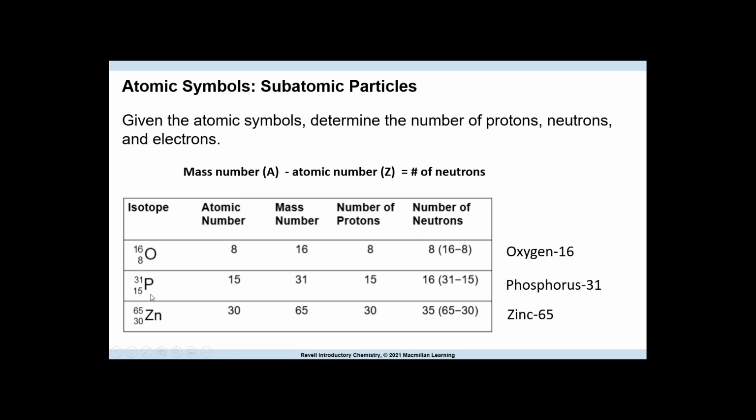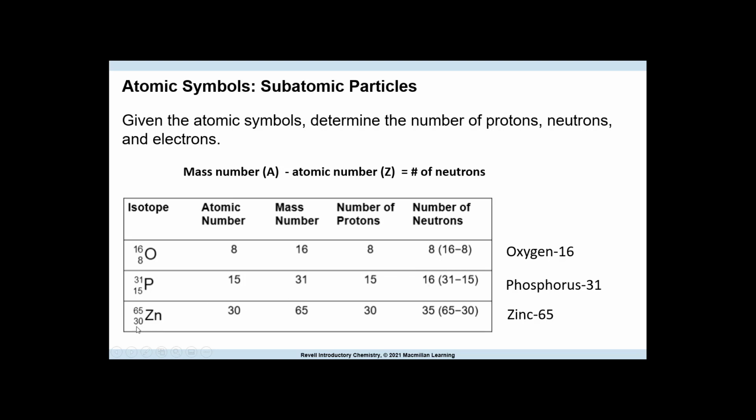So phosphorus, P is for phosphorus. We have an atomic number of 15 and a mass number of 31, and the mass number is always more than the atomic number, so you won't get confused. The mass number is always larger than the atomic number. Number of protons is 15. Number of neutrons is 31 minus 15, which gives us 16.